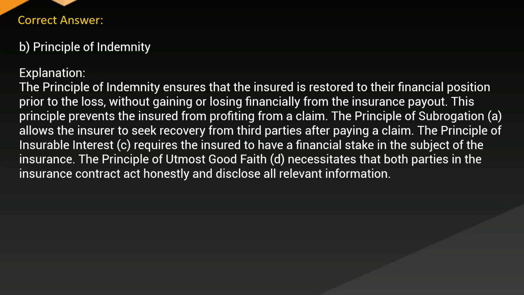The principle of subrogation (A) allows the insurer to seek recovery from third parties after paying a claim. The principle of insurable interest (C) requires the insured to have a financial stake in the subject of the insurance. The principle of utmost good faith (D) necessitates that both parties in the insurance contract act honestly and disclose all relevant information.